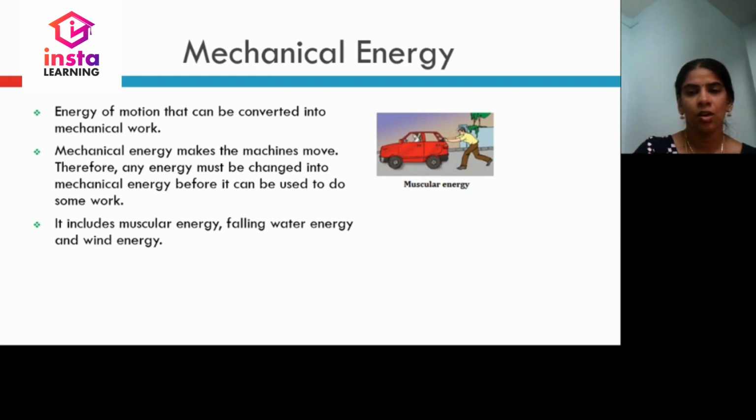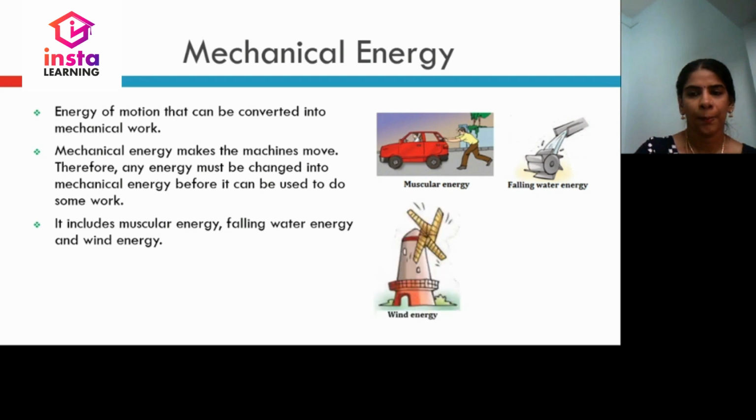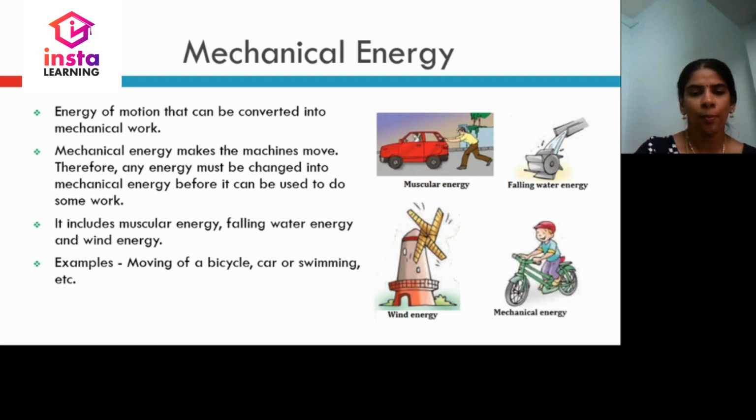The man is pushing the cart using muscles. Falling water energy: running water runs a turbine. Wind causing a windmill to rotate. Examples are moving of a bicycle, car or swimming. Muscular energy produces push and pull with the help of muscles.